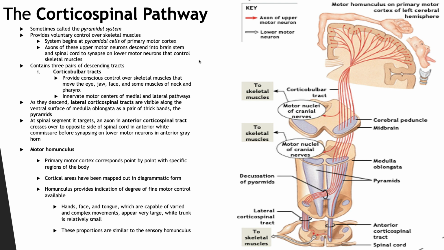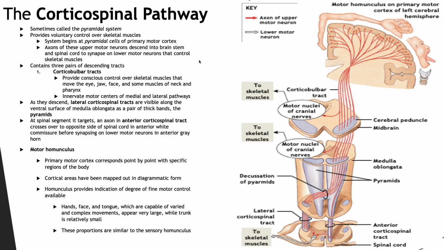A little bit about the corticobulbar tracts. The axons in the corticobulbar tracts in the brainstem synapse on lower motor neurons in the motor nuclei of cranial nerves, which include 3, 4, 5, 6, 7, 9, 11, and 12. The corticobulbar tract provides conscious control over skeletal muscles that move the eye, the jaw, the face, and some of the muscles of the neck and the pharynx. The corticobulbar tracts also innervate the motor centers of the medial and lateral pathways.